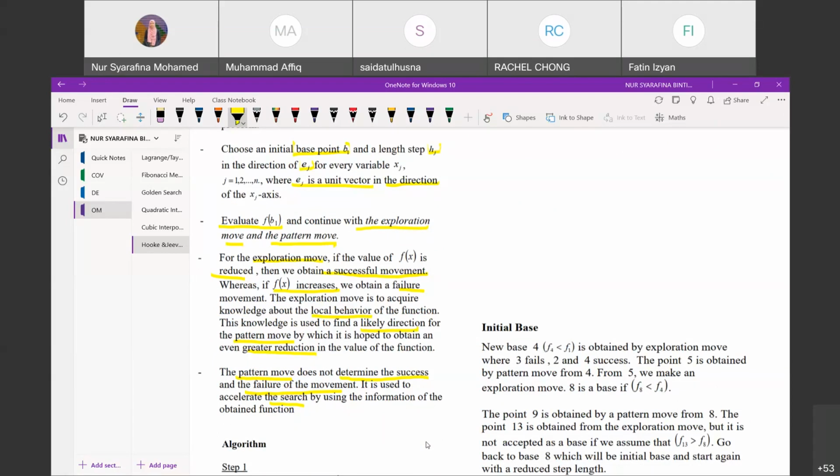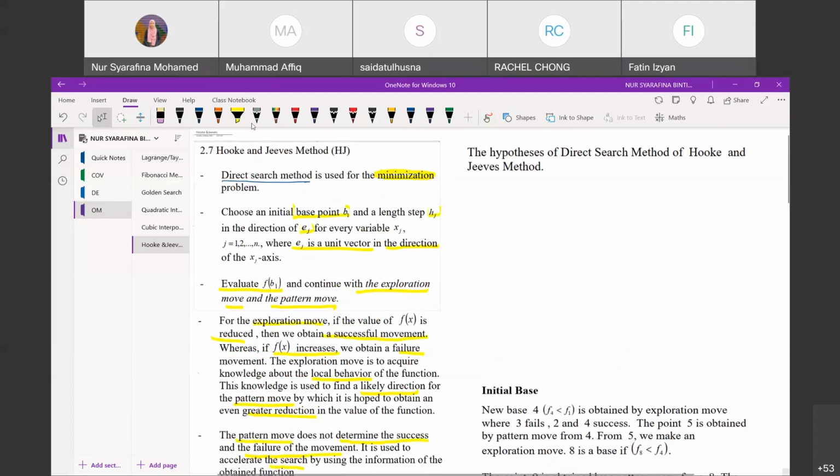So how is the movement? How can we move the base point here? Let's say we have our base point here. Then we move towards this, which is the first point. We move toward the second point. When it is reduced, then we say that it is what?